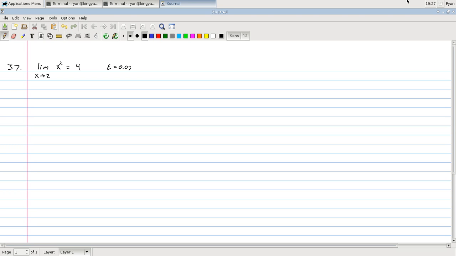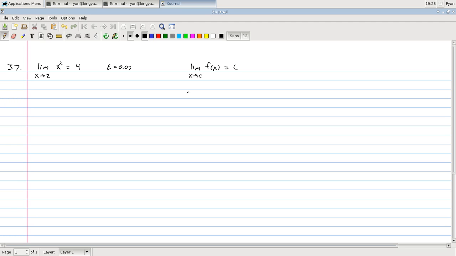Problem 37. Given epsilon equals 0.03 and this limit, find delta so the definition of limit is satisfied. So first recall the definition of limit. The limit as x goes to c of f of x equals L.